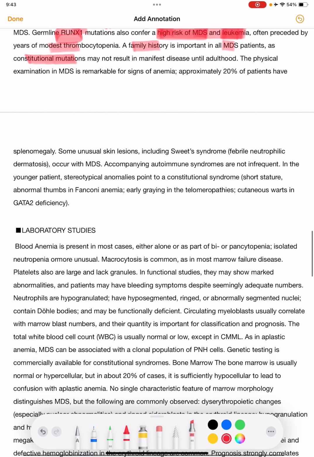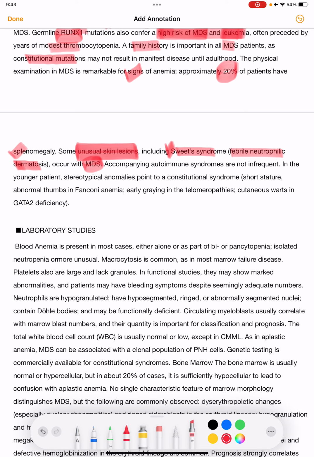On physical examination, there will be signs of anemia, and in approximately 20% of patients splenomegaly can also be seen. Patients can also have unusual skin lesions. What are these skin lesions that occur with MDS? Sweet's syndrome, that is, febrile neutrophilic dermatosis.